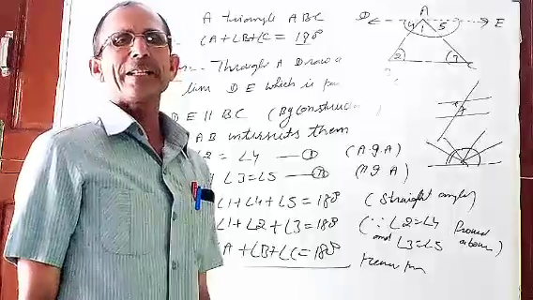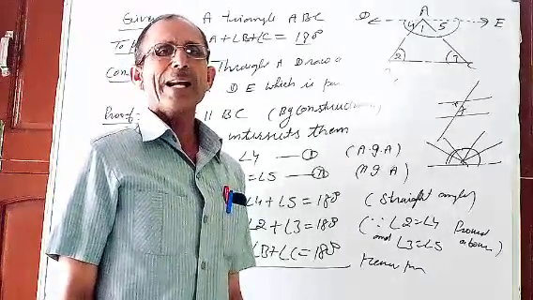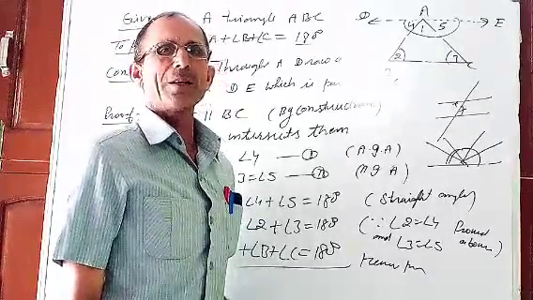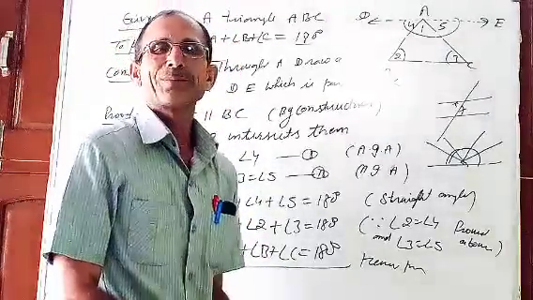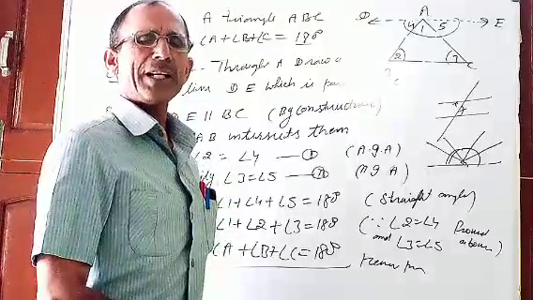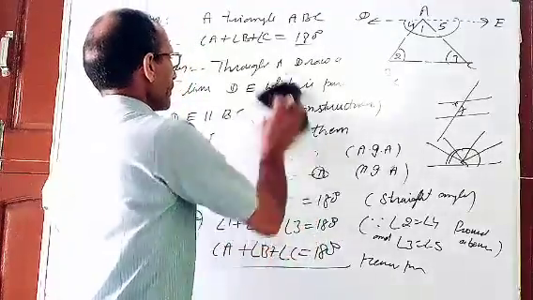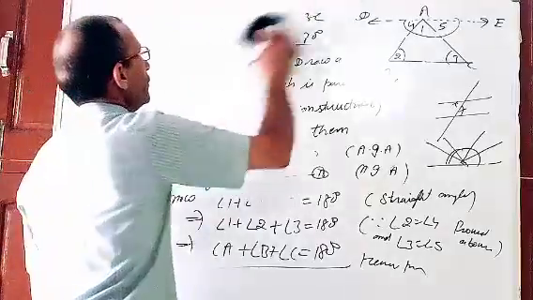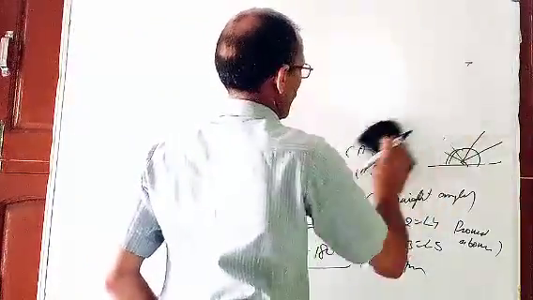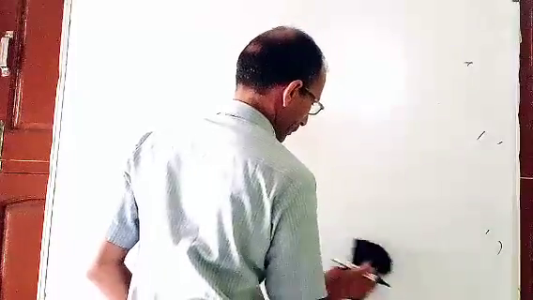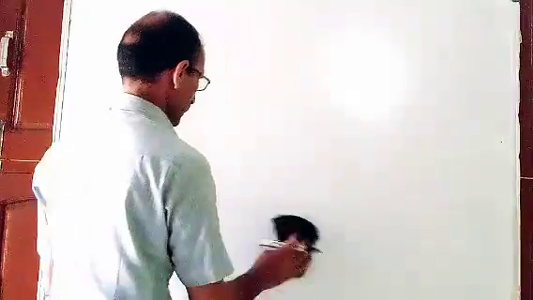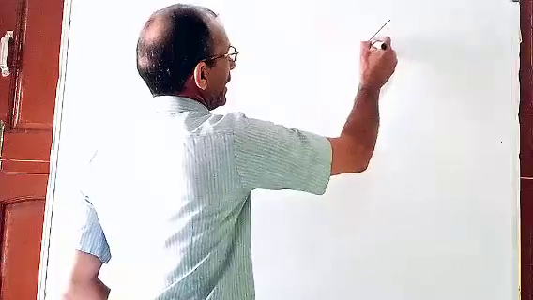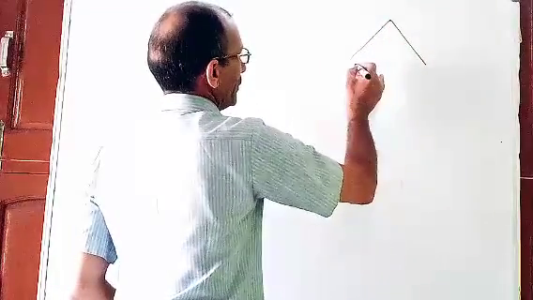So what is the statement? Prove that the exterior angle of a triangle is equal to the sum of interior opposite angles. Now the question arises, what is an exterior angle? So first of all, every student try to understand what is exterior angle. Exterior angle. So this is a triangle.